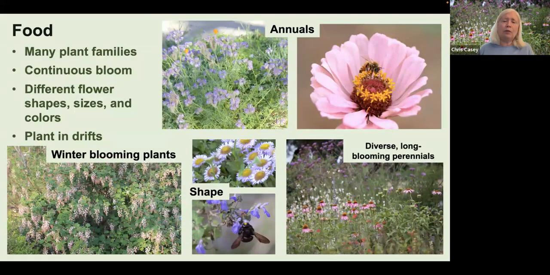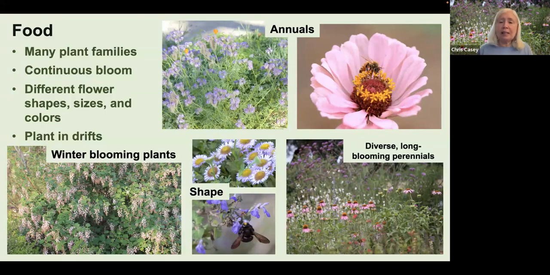As I mentioned before, most of the bees that we're going to see in our gardens are generalists. They feed on a lot of different kinds of plants. So it's important to have a mix of plant families because that can provide the difference in plant nutrition that I mentioned before that is so important. Continuous bloom: in this part of California, bees are going to be active year-round. As long as it's about 55 degrees and sunny, there's going to be some bee activity. So we want to have things that bloom year-round.